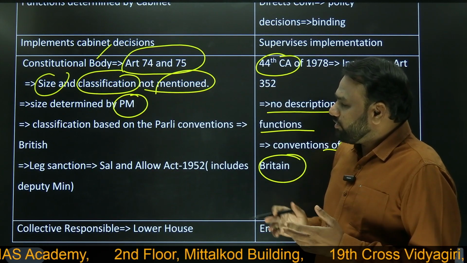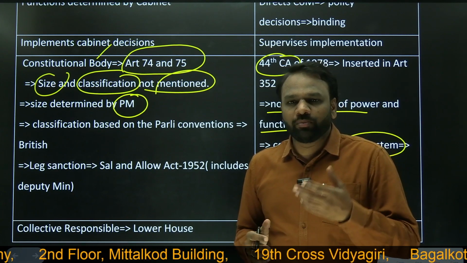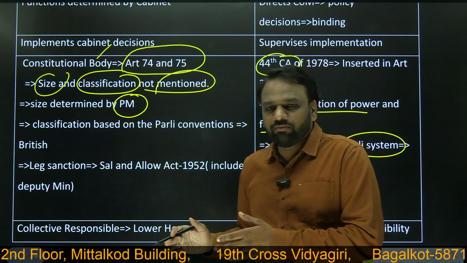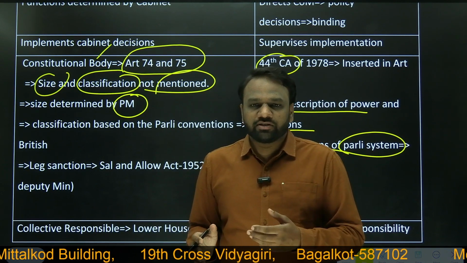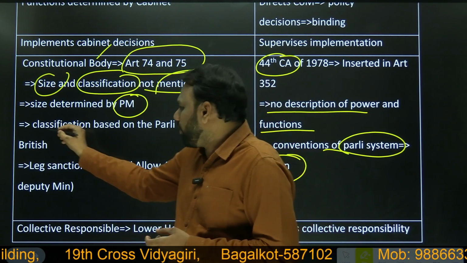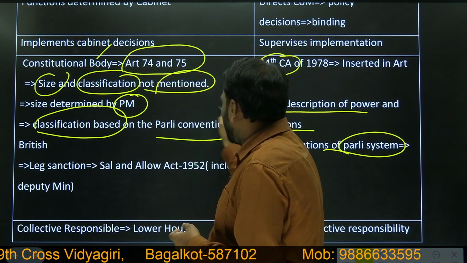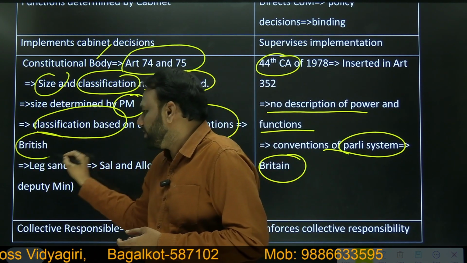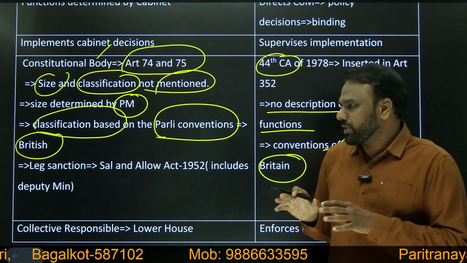Next, the constitution does not give us any kind of classification like deputy minister or minister of state. But in our system, we already have ministers like ministers of state and deputy ministers. So from where have we borrowed this practice? We have borrowed this classification practice based on the parliamentary conventions present in Britain. Whatever practice is there in Britain, the same kind of practices we have adopted in India.